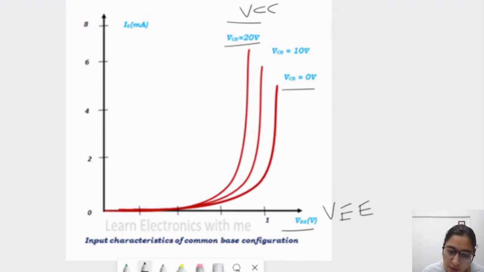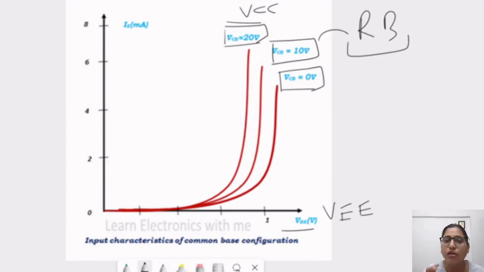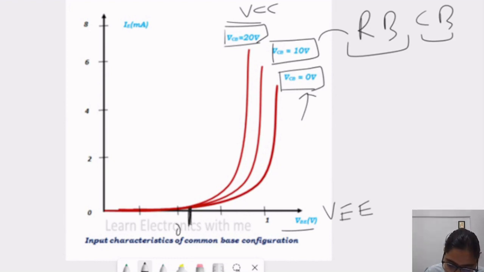Now in the first graph, what is happening here? VCB is constant at 0 volts. In the second, VCB is constant at 10 volt, and in the third, VCB is constant at 20 volt. And we know that this is in reverse bias. Collector base is always in a reverse bias region. So what will happen when reverse bias is 0? We know that it needs some operating voltage, so let's say 0.7 in case of silicon. So after 0.7, it is attaining the exponential peak.